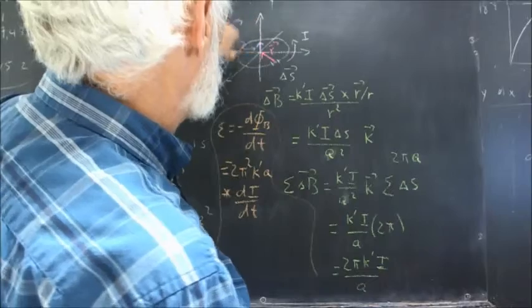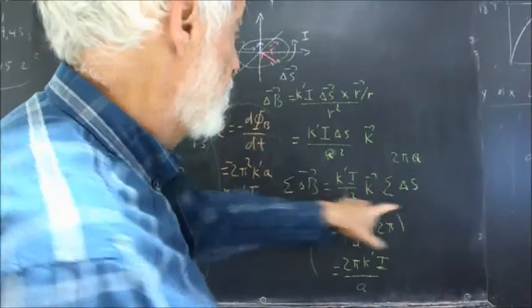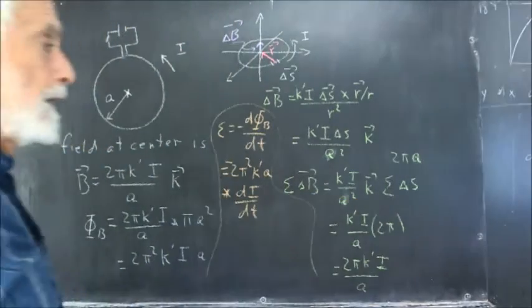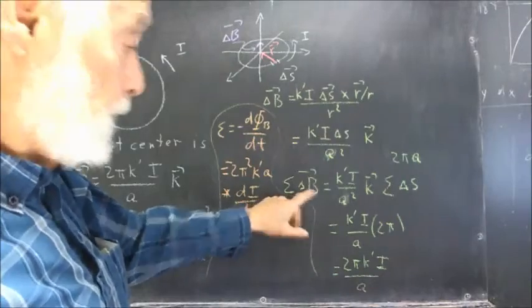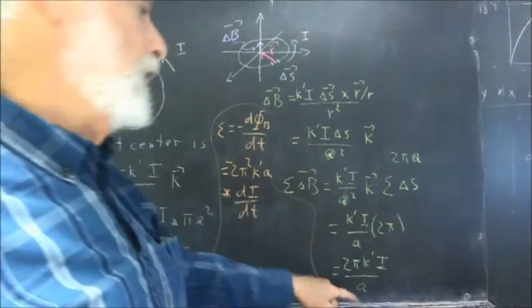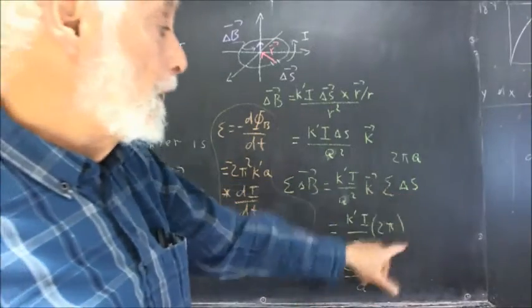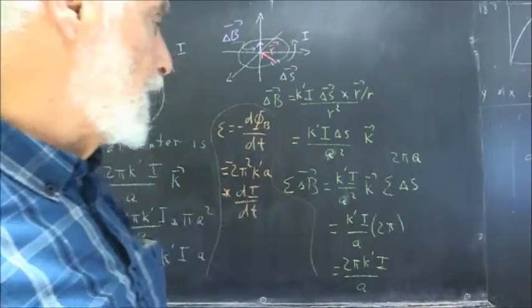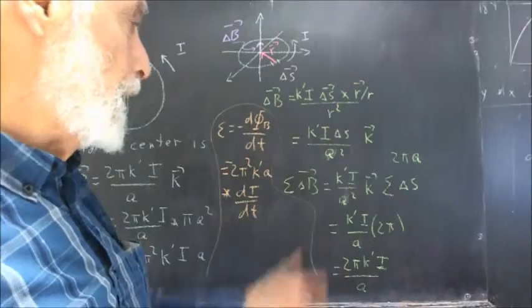So we can sum up all the delta S's around here to get the sum of all the delta B contributions, and we end up with this and this, and the sum of the delta S's is just 2 pi times A.